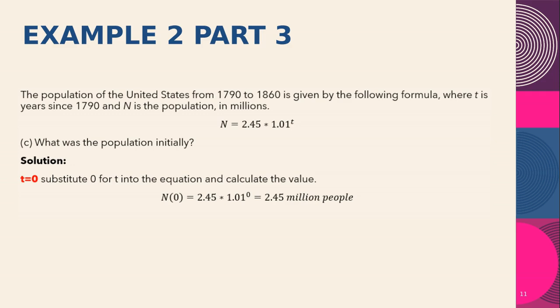The next question is, what was the population initially? So you should remember that initially means that you need to find the beginning value when t is equal to 0. Substitute 0 for t and calculate the value. So the beginning value is 2.45 million people.